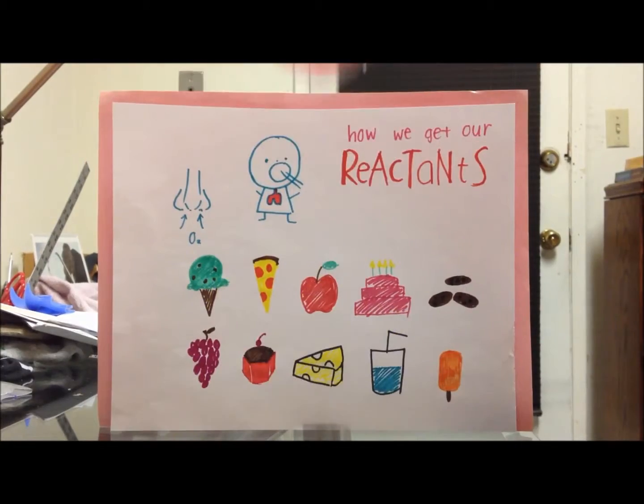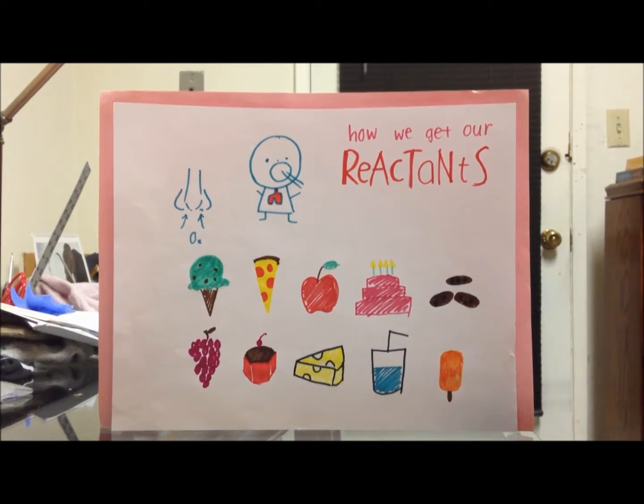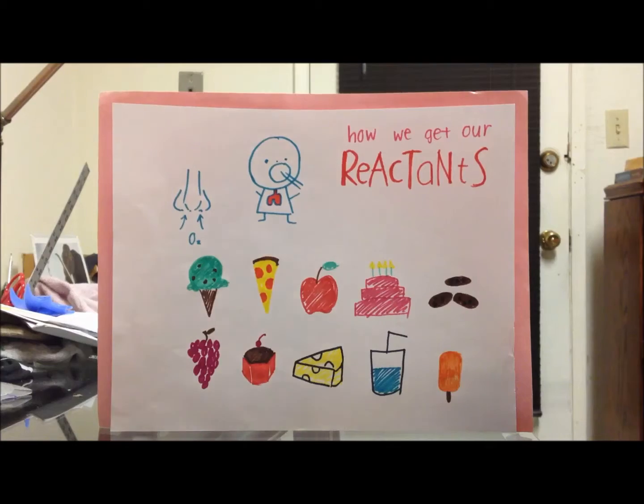Let's start with reactants. Oxygen gets into our bodies through breathing and diffusion into our cells. Glucose, your favorite, gets in by eating foods like ice cream, pizza, apples, and all this other yumminess.